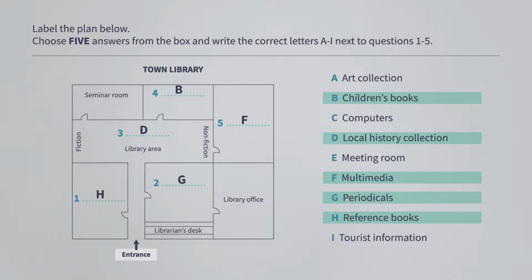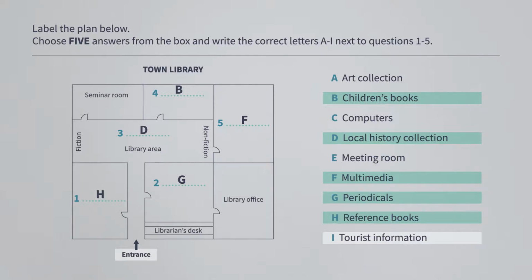Between questions 3 and 4, the speaker mentioned option I, tourist information. But this is only a plan. There is no such section in the library yet. She said, "We are hoping to add a section on local tourist attractions too, later in the year."